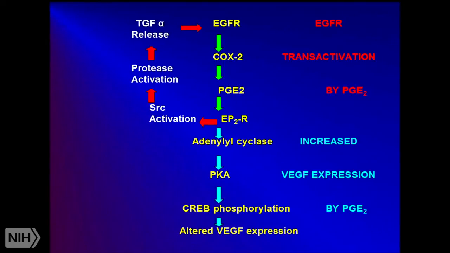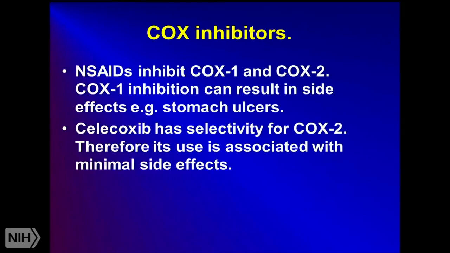receptor. And once the EP2 receptor is activated, it can also increase cyclic AMP, causing PKA activation, CREB phosphorylation, and an increase in VEGF expression. So the prostaglandin E2, it's not only a growth factor stimulating the EGF receptor, it's also an angiogenic factor, increasing VEGF expression.